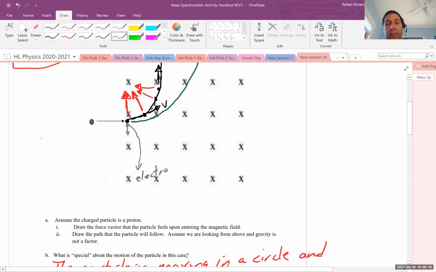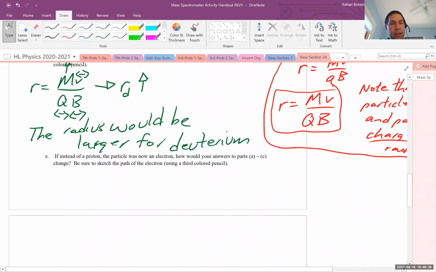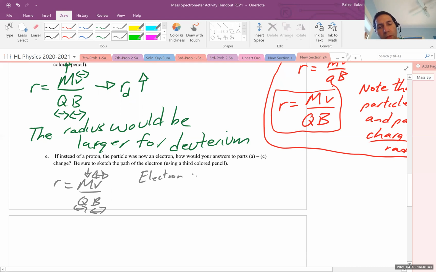But what is the same is it's still circular in nature. It's still uniform circular motion, okay? So what do you get here? What we could say is R equals mv over qB. The charge is the same, the magnetic field is the same, but the mass is a lot lower. And no, it's the opposite direction. So we can say the electron will curve in the opposite direction and with a smaller radius.